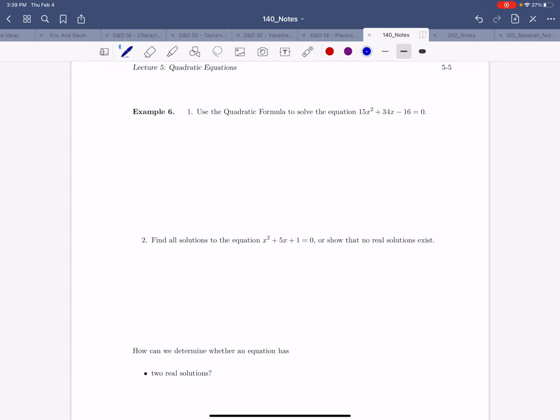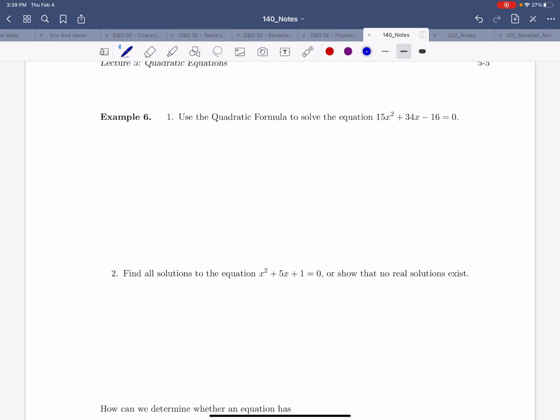I'm wearing a mask. Let's apply the quadratic formula. Now I'm going to write some stuff down that you don't need to write down, right? I'm going to say, note that A equals 15, B equals 34, and C equals negative 16 for the quadratic formula. You don't need to write that sentence down, okay? We know what A, B, and C are. I'm just writing it down because this is the first time we're using the quadratic formula.